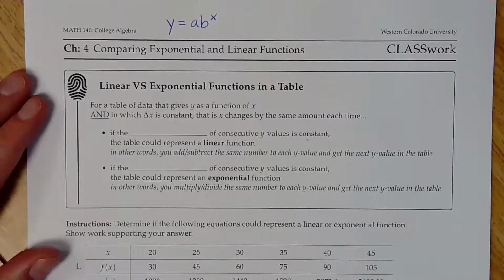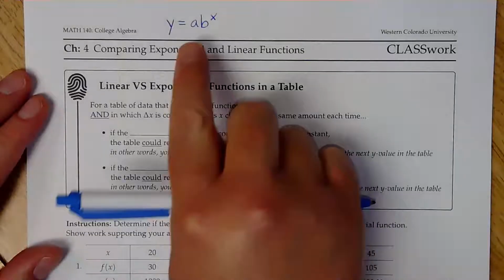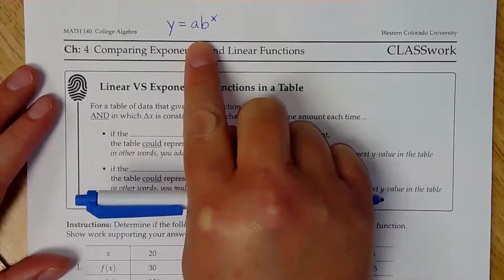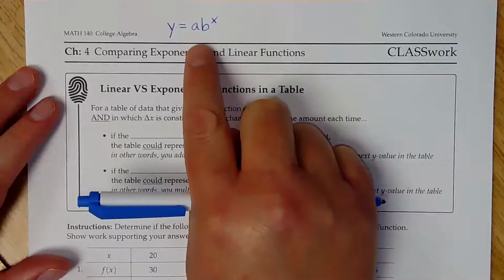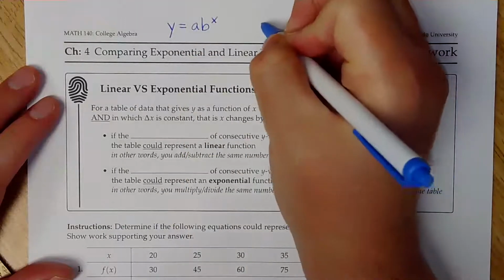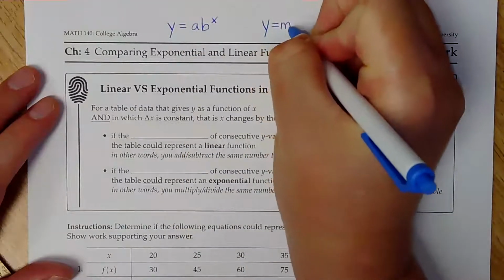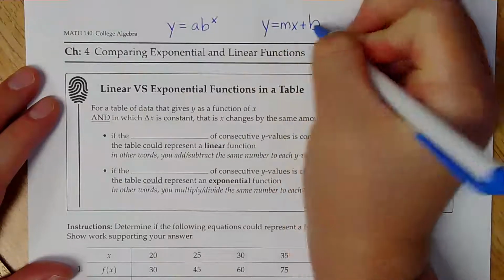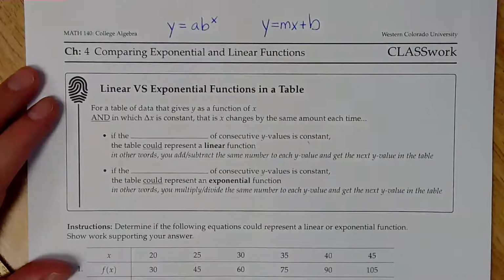Okay, so section 4.1 introduced us to exponential functions, which have this form y equals ab raised to the x. And in section 4.2, we're going to compare these exponential functions to linear functions, which often have this form y equals mx plus b. We're going to start by looking at the values in a table to see if they could reflect either a linear or exponential function.